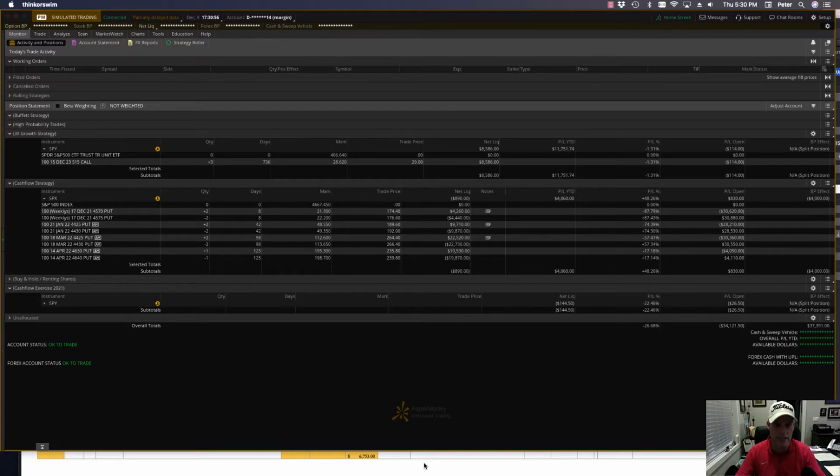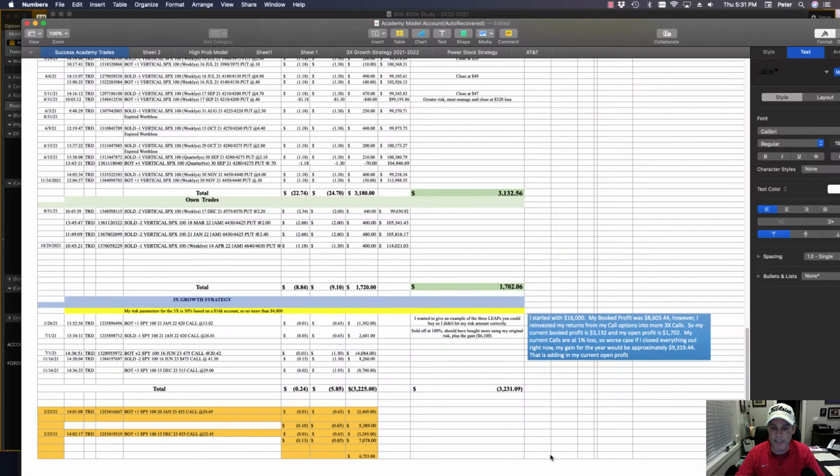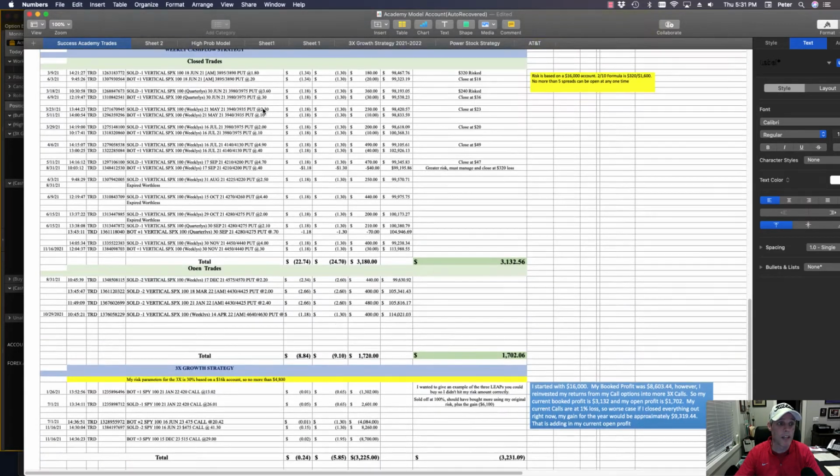Stop sitting on the sidelines. Stop buying tickets at the box office to come see the games. Jump in instead. So let me show you. I'm going to switch over to my spreadsheet here. I use Numbers because I'm on a Mac, and I want to show you where I am at. So let's go up here.